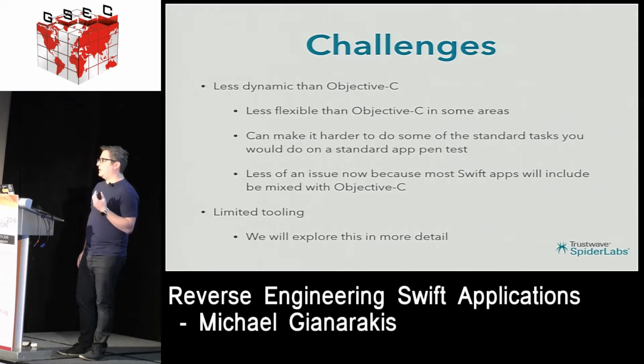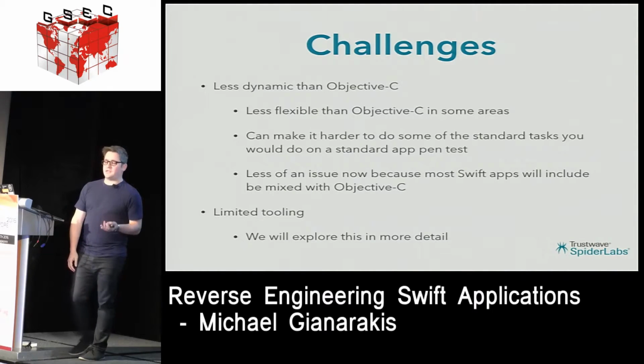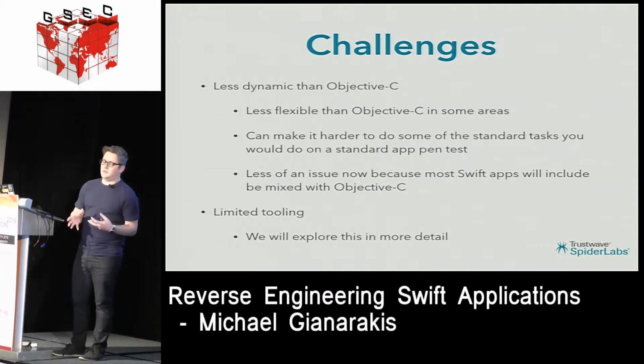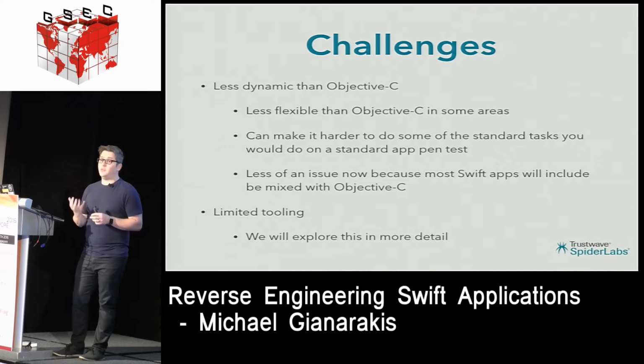So Swift is less dynamic than Objective-C, so that makes it less flexible in some areas than you would be used to with Objective-C. It can make it harder to do some of the standard tasks that you would typically do on a standard app pen test, and we'll run through what they are and some strategies to get around that. It's less of an issue now because most Swift apps will include Objective-C elements in it.